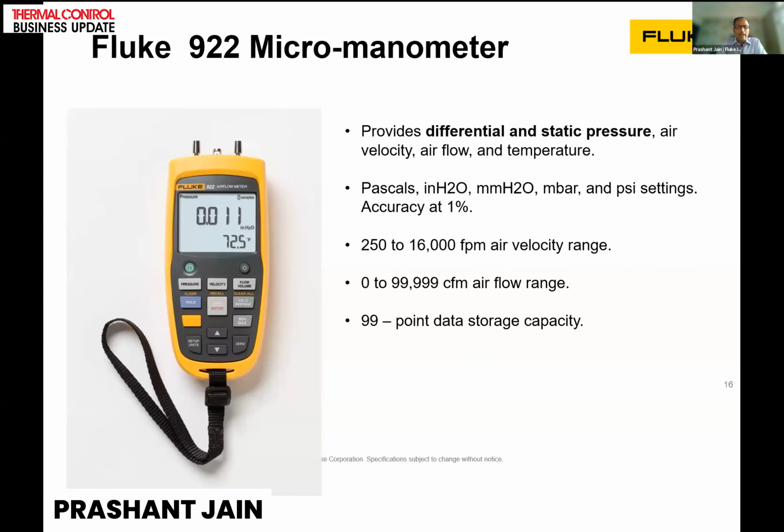Fluke 922, this is a micromanometer or a differential or a static pressure meter. This product is vital for all the clean room applications, which must be positively pressurized. We need to measure the pressure of the air. And this product helps us not only measure differential and static pressure, it also records velocity, flow, and temperature. So one product which does multiple things and helps the customer maintain a positive air pressure inside the buildings.